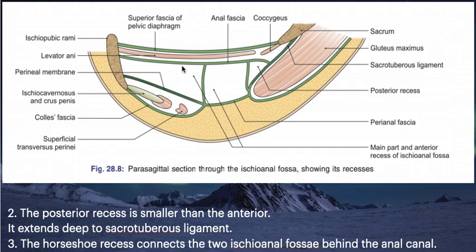The posterior recess is smaller than the anterior one. It is extending up to the sacrotuberous ligament. This is the sacrotuberous ligament here, and this is the posterior recess. Now the horseshoe recess connects the two ischioanal fossae behind the anal canal.